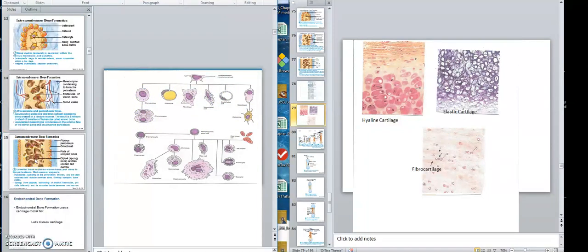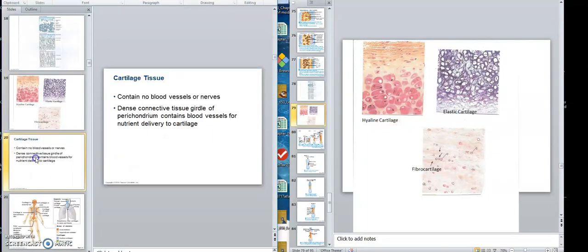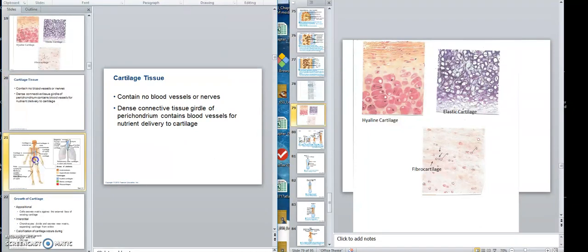Okay? So we go back here, and we say, here's some areas of various types. Now, cartilage, let me go here. I missed something. Cartilage contains no blood vessels or nerves. You remember I said that for bone, you had to get the blood vessels up in there. Why? Because the calcium cuts off the air. There's no calcium in cartilage.